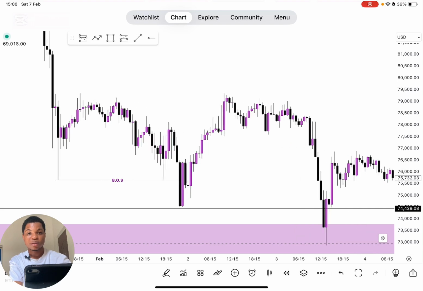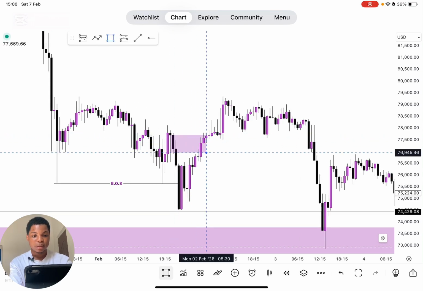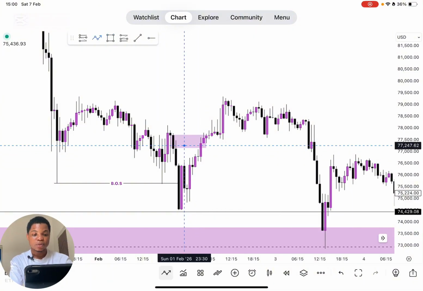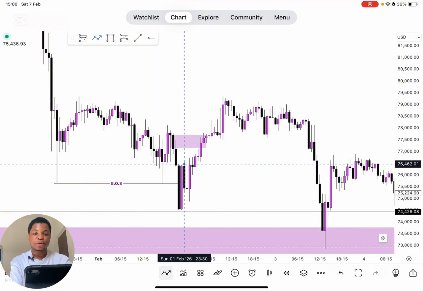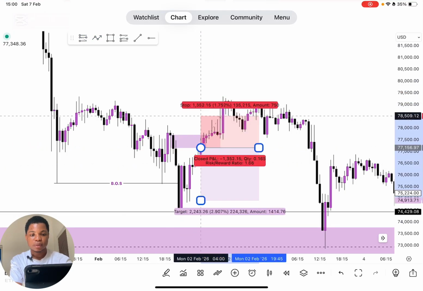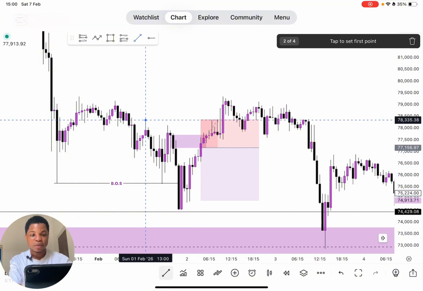Now the origin that caused this break of structure, which is this order block here, and as you can see, next to the order block is a fair value gap. So I used this single candlestick inducement, and when the market got there, I executed with my stop loss just above this wick here. That's why I put my stop loss.